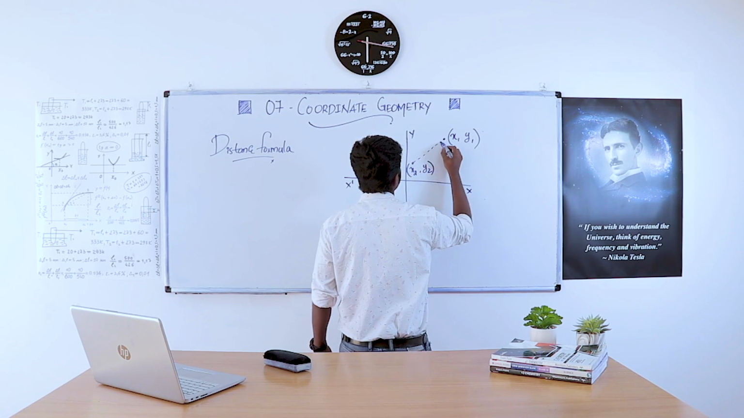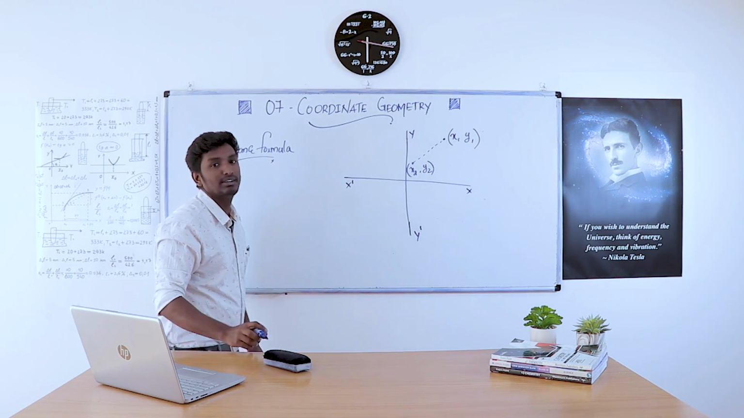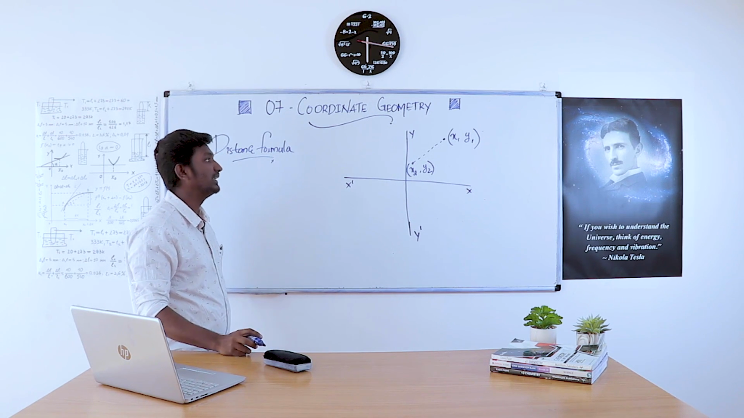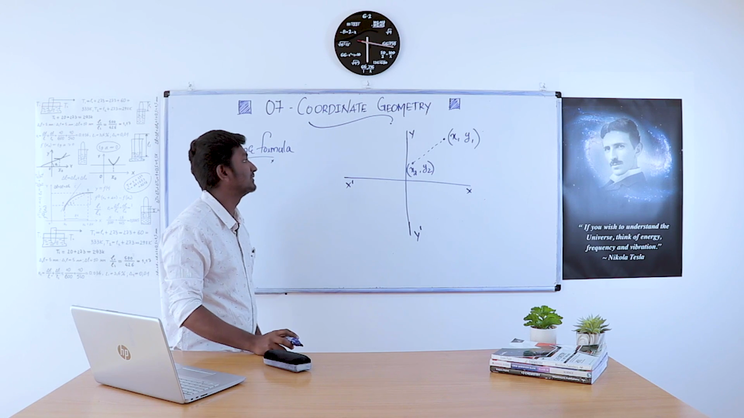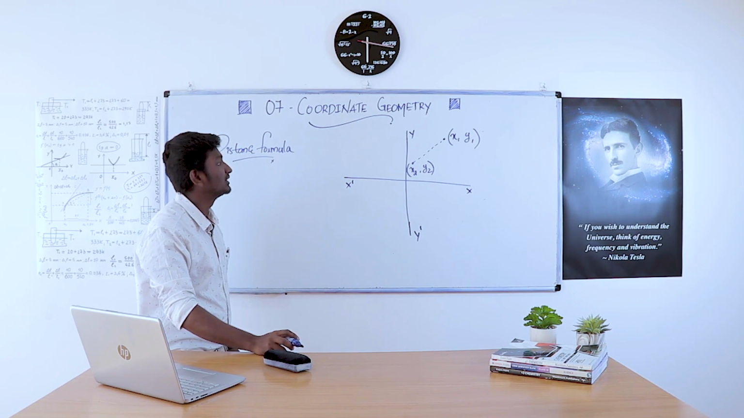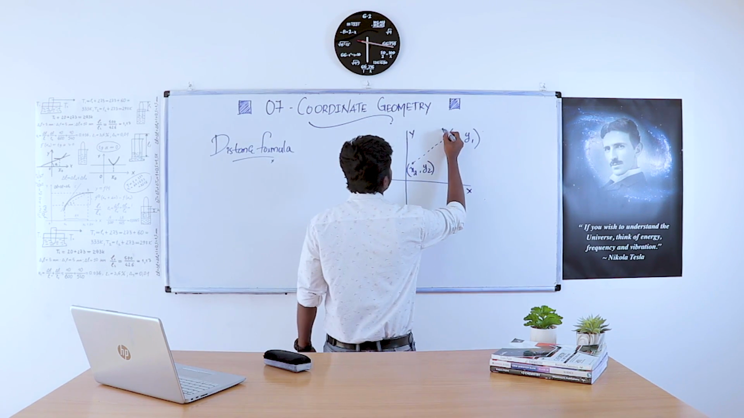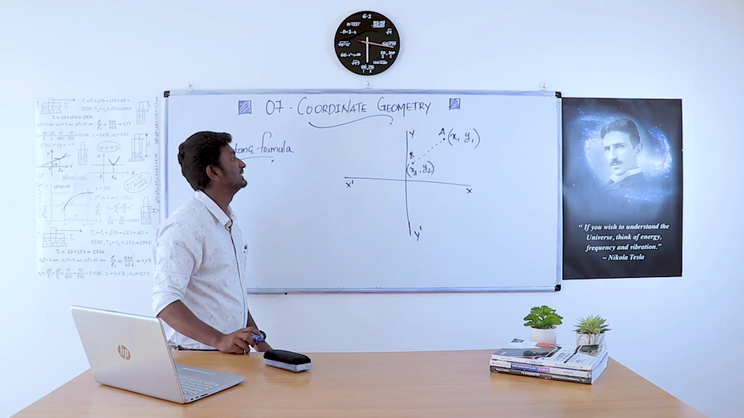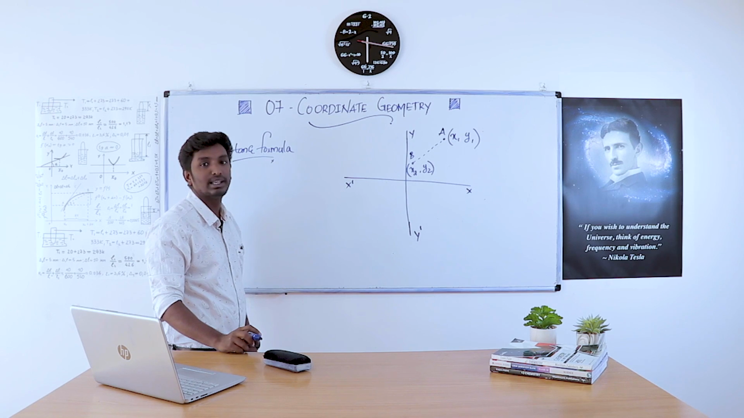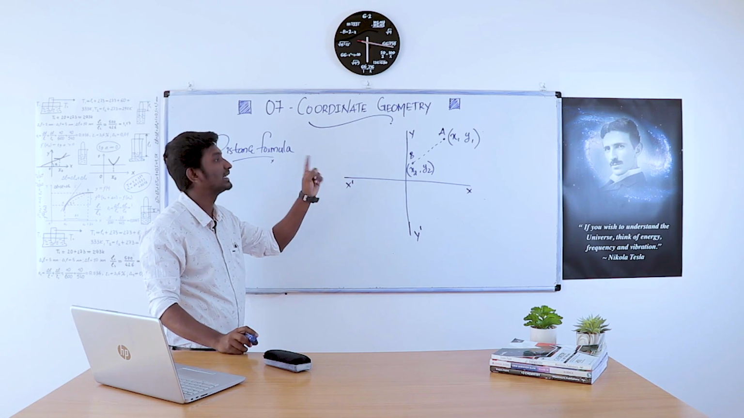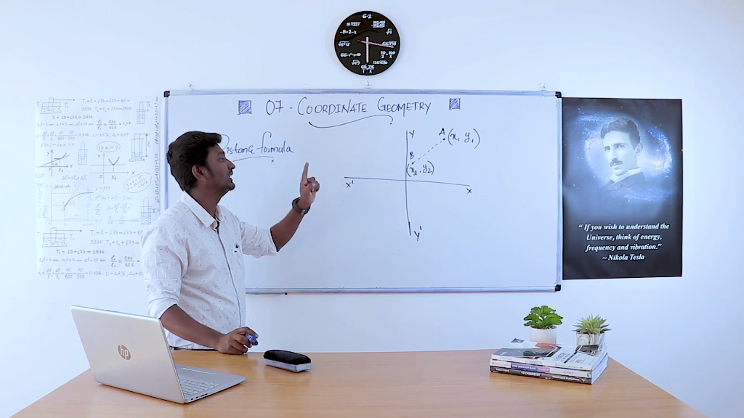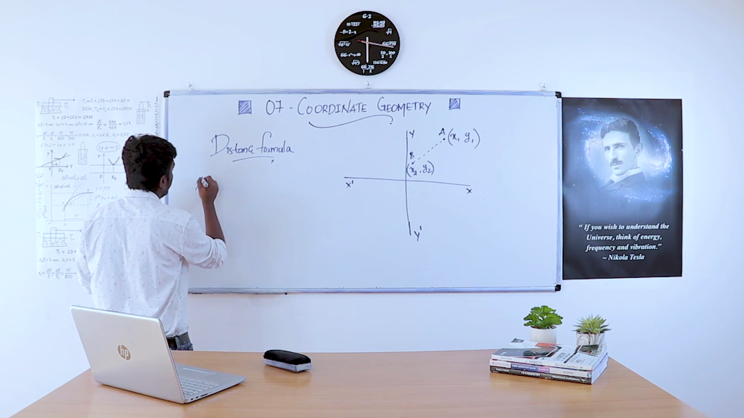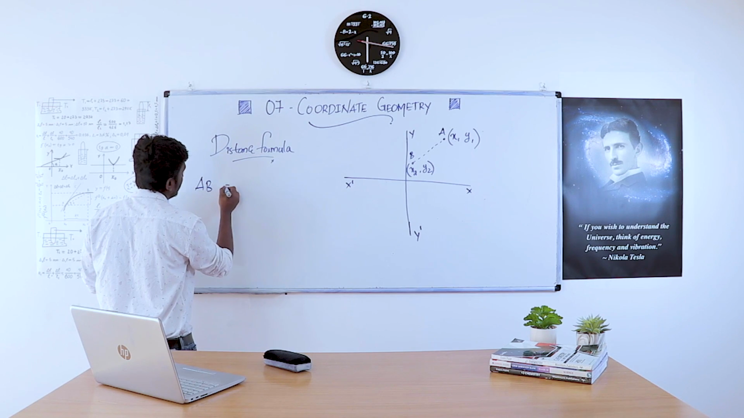So these are 2 points, x1, y1 and x2, y2. We need to find the distance between them. I am taking this point as A and this as B, so we need to find the distance AB. The coordinate of A is given as x1, y1 and the coordinate of B is given as x2, y2. So what is the distance AB?